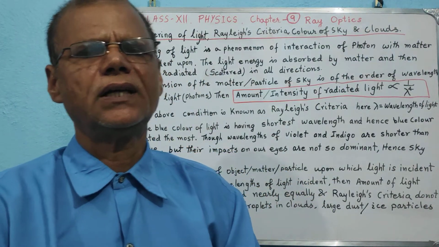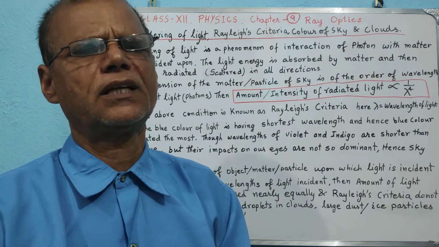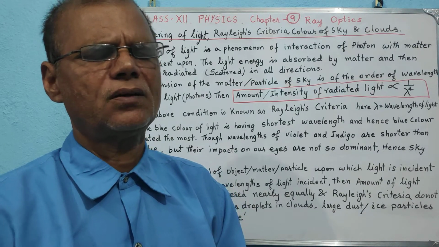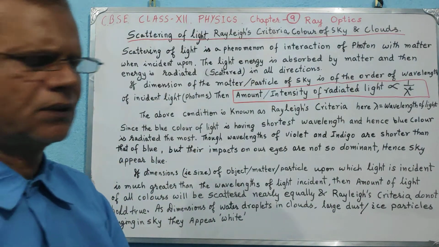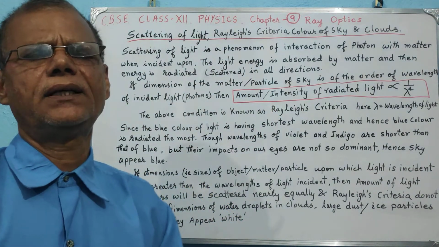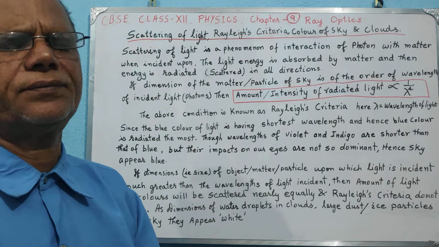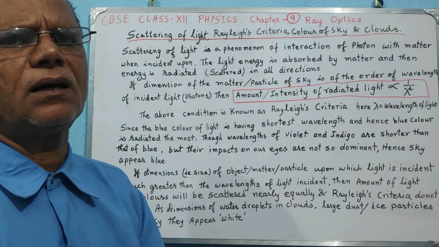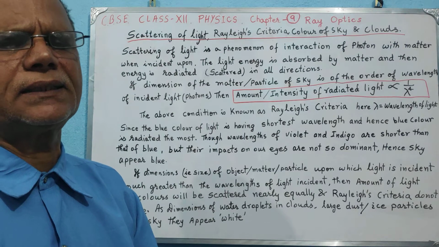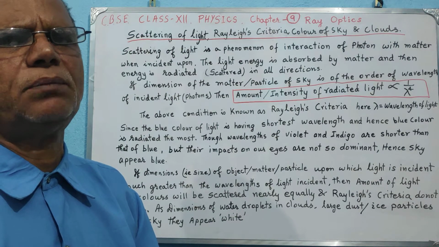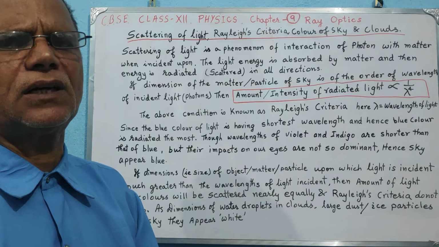Dear students, today we are going to understand why the color of the sky is blue and the color of clouds is white. Well, you see, there is one criterion which is known as Rayleigh's criterion. What it says is that if the body on which light is incident has a dimension of the order of the wavelength of the light incident upon it, then the scattered light intensity will be inversely proportional to the fourth power of the wavelength of the light incident.